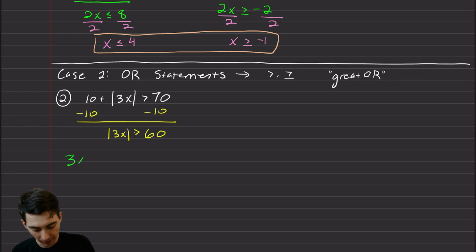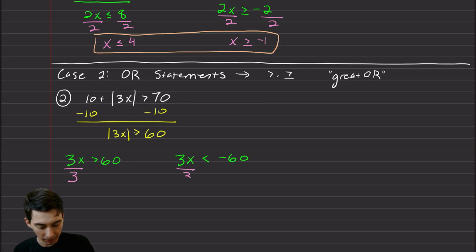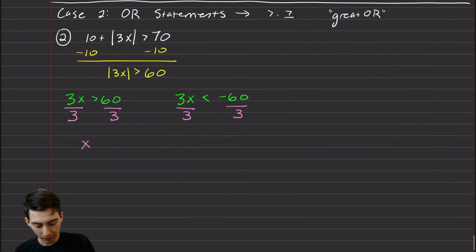So I'm going to have 3x is going to be greater than 60. And just like last time, we're going to say 3x and negative 60. But since I have the negative now, I multiply by a -1, so I need to flip the inequality the other way. So we have 3x is less than negative 60. Now this one's pretty easy to get x by itself because all I have to do is divide by 3, and I'll do that everywhere. So we're going to get x is going to be greater than 20, and x is going to be less than negative 20.